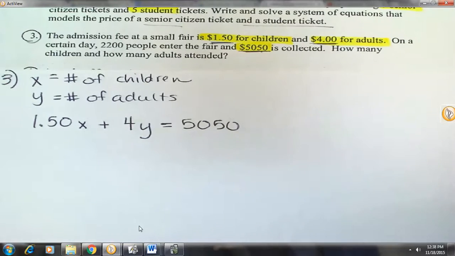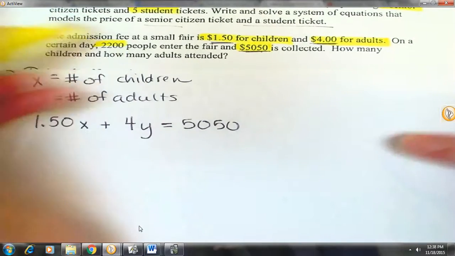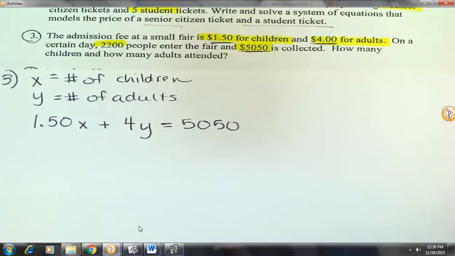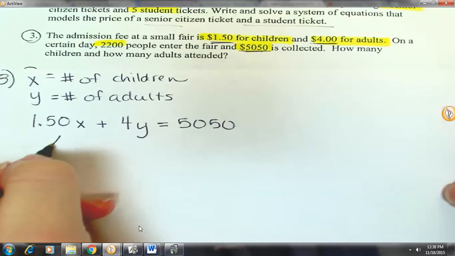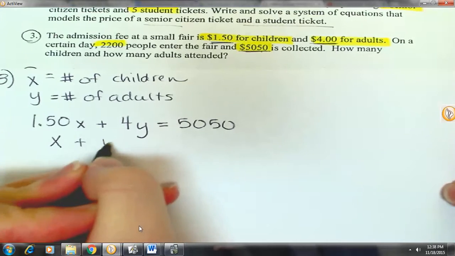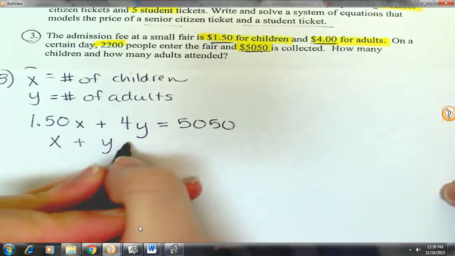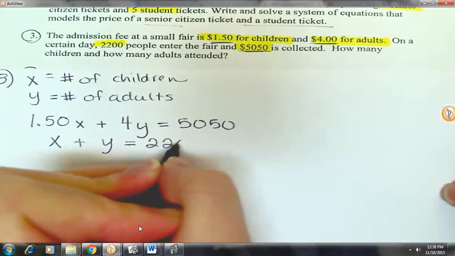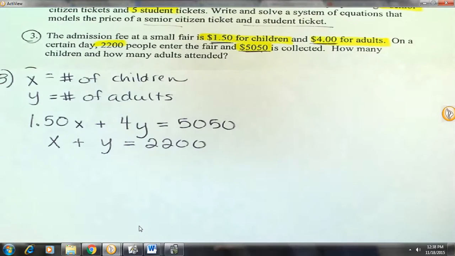Now we are going to use the 2,200, the total number of people that attended, to write our second equation. We know of the people that attended the fair, some were children, x number of children attended, plus some of them were adults, for a total of 2,200 people.